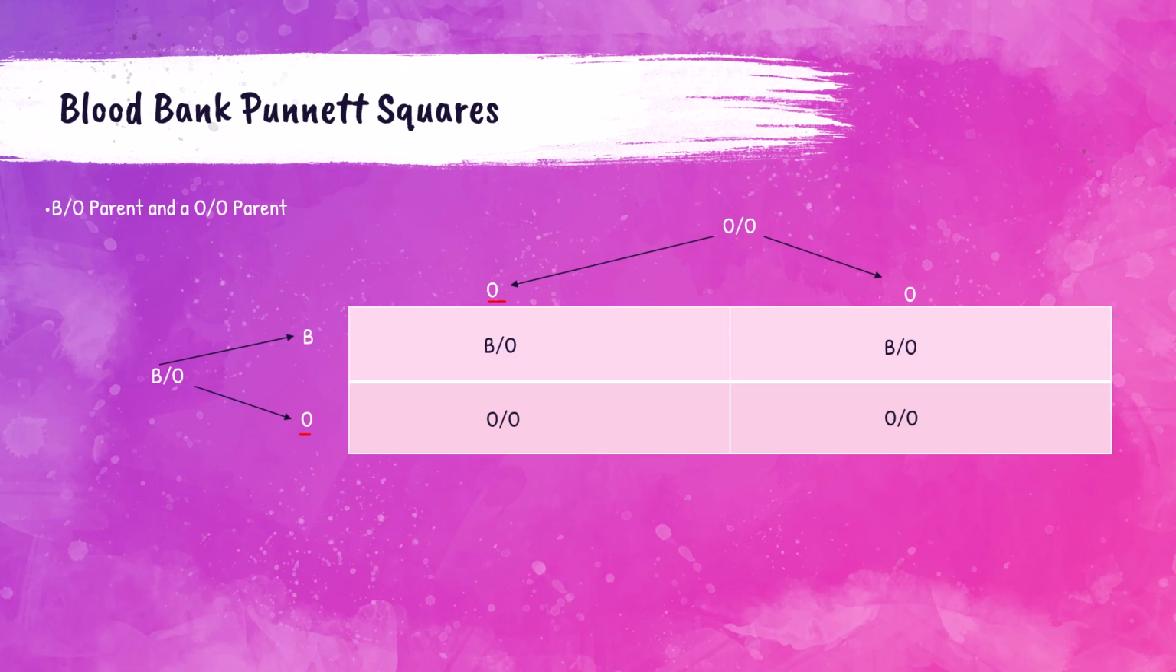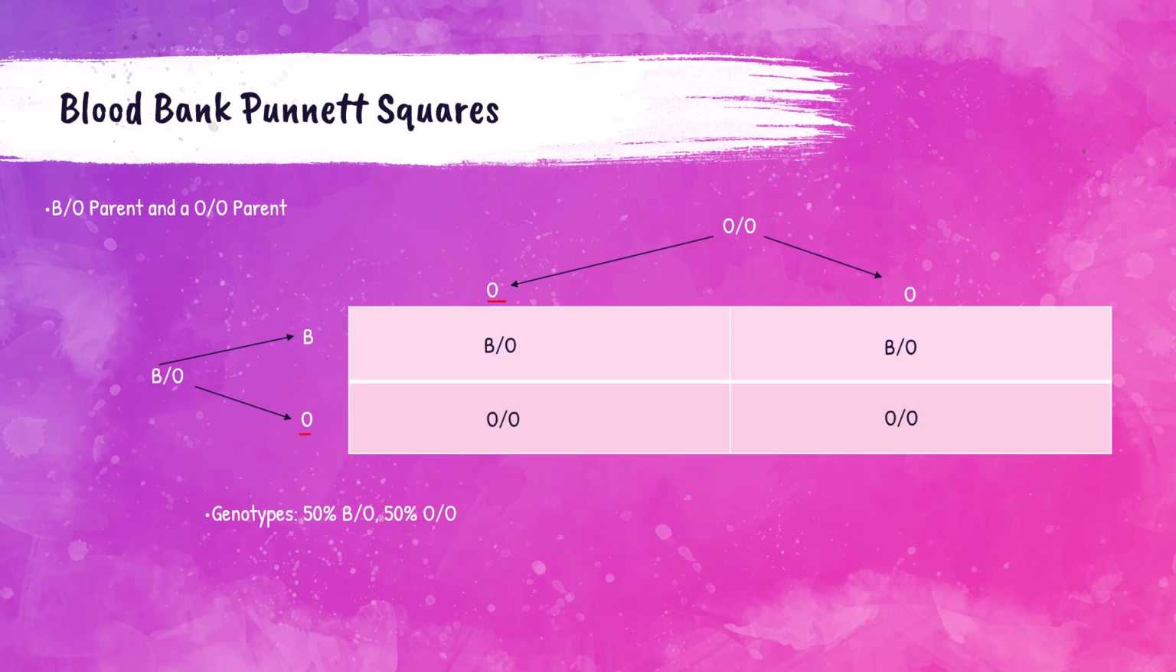So what's the genotypes of these potential offspring? So again, 50% is going to be B/O. So there's 1 and 2, right? And there's a total of 4. So 2 out of 4 is 50%. And then O/O, again, 2 out of 4, so it's going to be 50% for that. All right, so we have 50% B/O and 50% O/O, right?